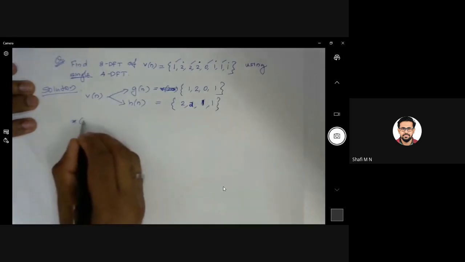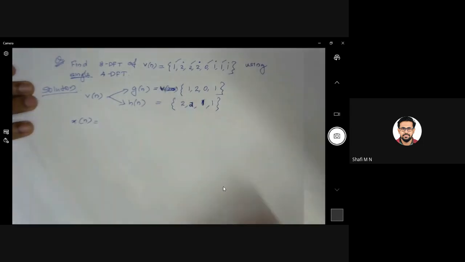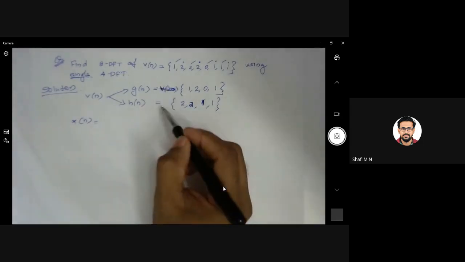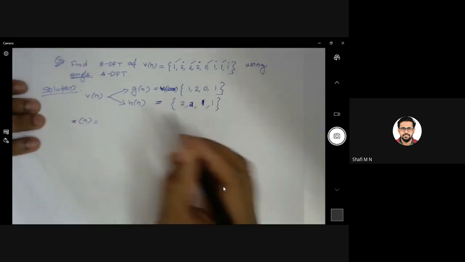You combine the sequence. Say X of N. Here I called it X. This was not X. This was V, right? This is V of 2N and this is V of 2N plus 1. If there are mistakes, tell me, clarify that.